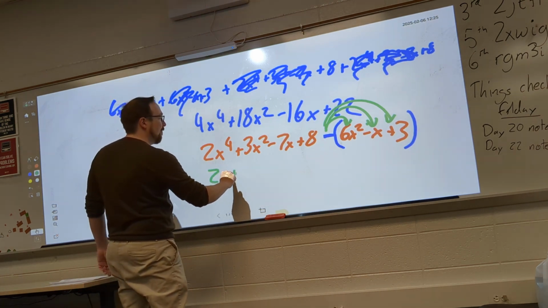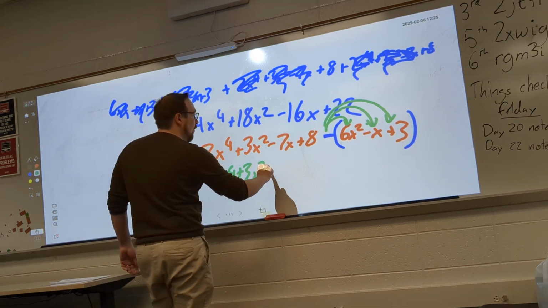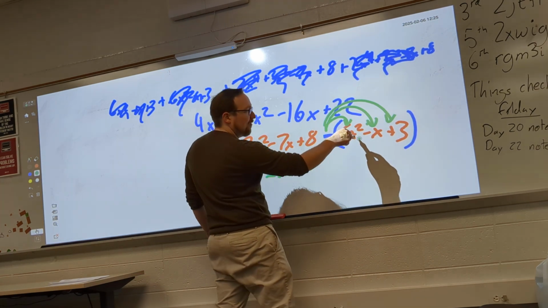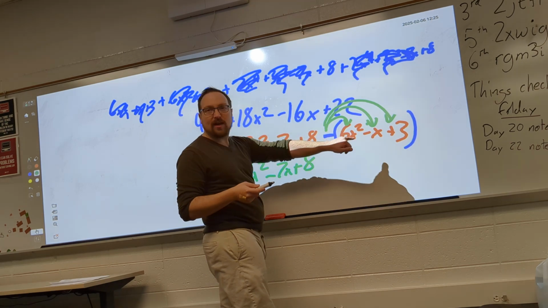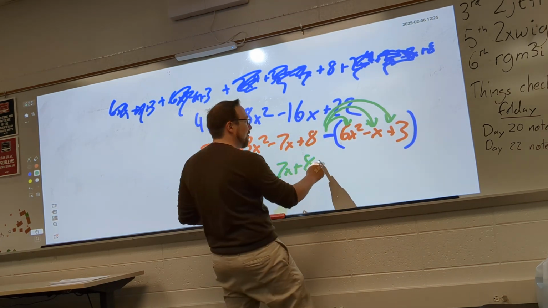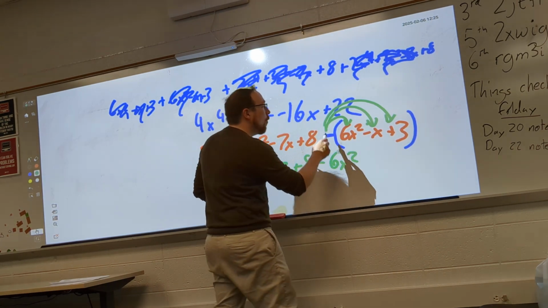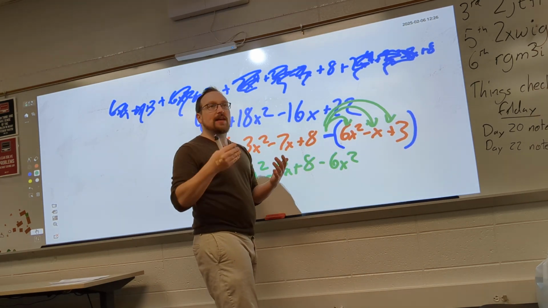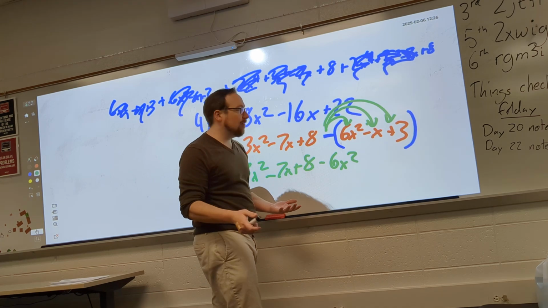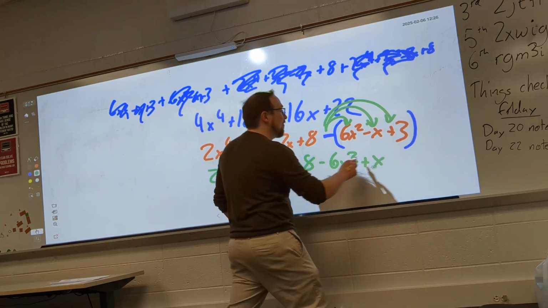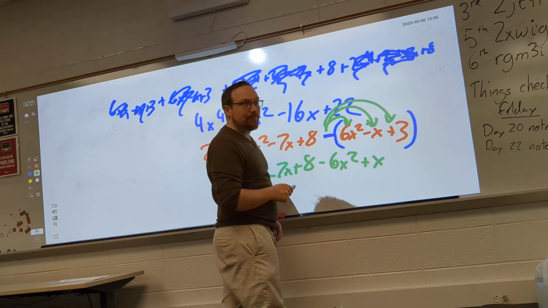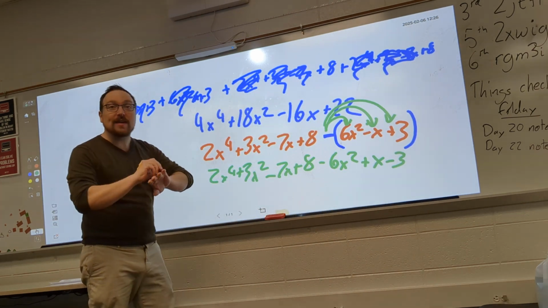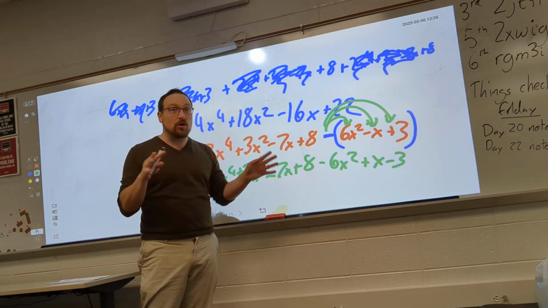Got 2x to the 4th plus 3x squared minus 7x plus 8 minus 6x squared. What is a negative 6x squared? Negative 6x squared. Easy peasy. What is negative x? Well, negative is like asking the opposite of the opposite. Negative negative is positive. So plus x. And then what is a negative 3? Negative 3. Now we can combine these. We've dispelled the parentheses. It's gone.